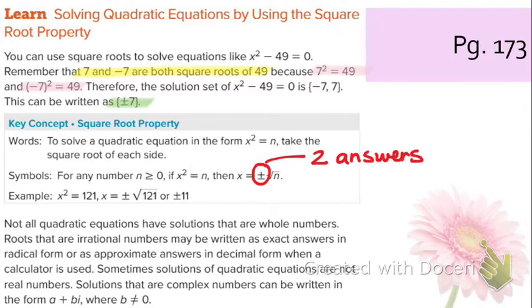So the square root of 121 is positive 11 and negative 11. It's positive 11 and negative 11. Except we don't usually write it as two answers. Sometimes we just put the plus minus symbol to show that it's two separate answers.